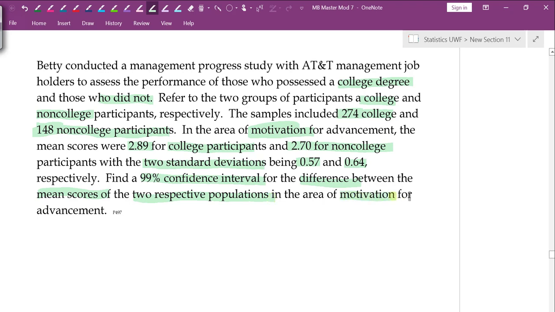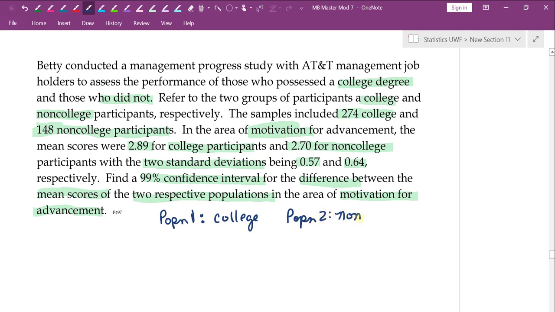Okay, so because we do not have our population standard deviation, we're dealing with our sample, we're going to be doing a t-test. So let's go ahead and write down everything that we know. We're going to let population 1 be college. We're going to let population 2 be non-college.